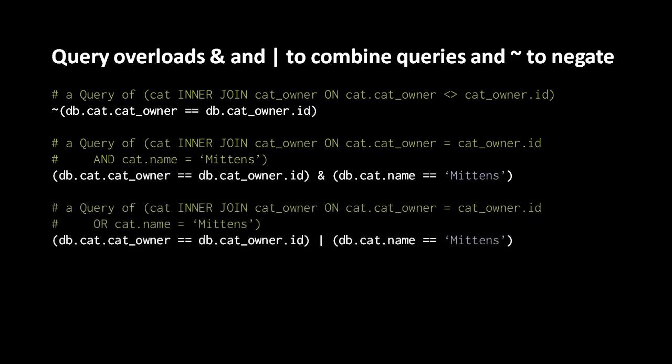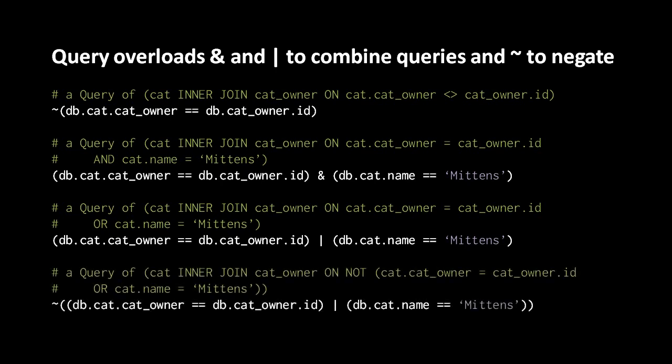Now, our third example here is exactly the same as our second, just we're using the pipe operator instead of the ampersand. And so in the effective query, instead of the AND operator in the SQL, it's using the OR operator. So it's those rows in which cat.catOwner equals catOwner.id or cat.name equals mittens. So as long as either one of those is true, then the row is selected. Only when both are false does the row get excluded from the result set.